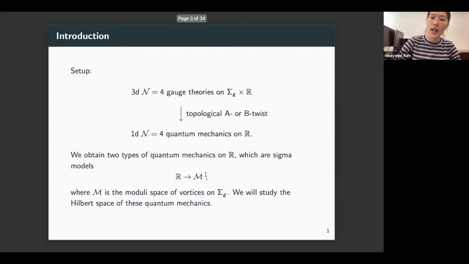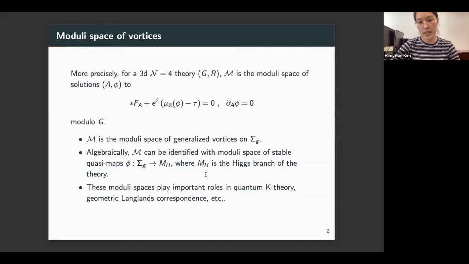Okay, so more precisely, for a given 3D n equals 4 theory determined by a choice of gauge group and a representation R, this M can be thought of as a moduli space of solutions, a pair connection A and a section phi, to these BPS equations, modulo the G gauge symmetry. Here A is a connection on the principal G bundle, and phi is a section of the vector bundle associated to this representation here.